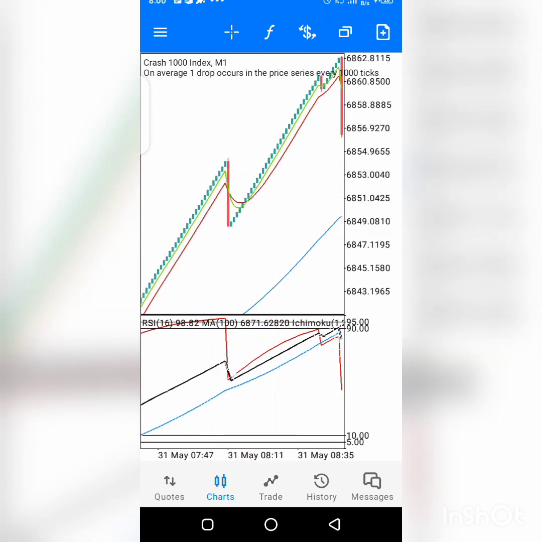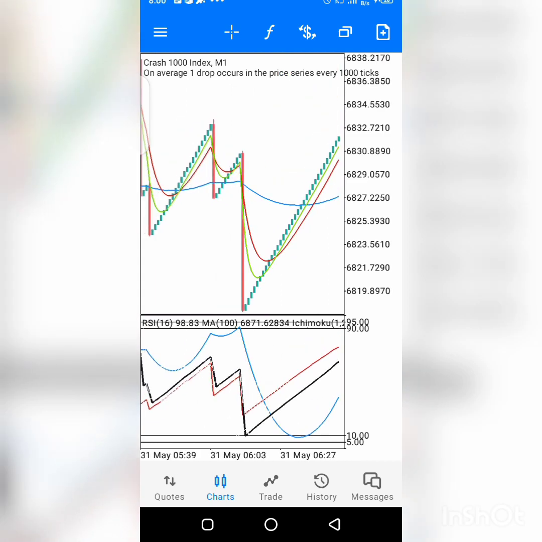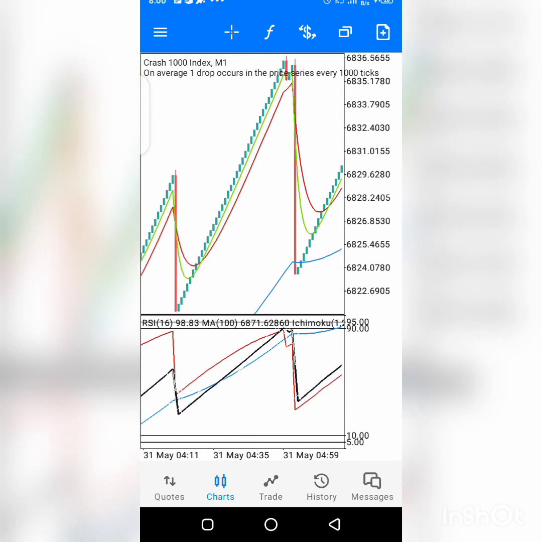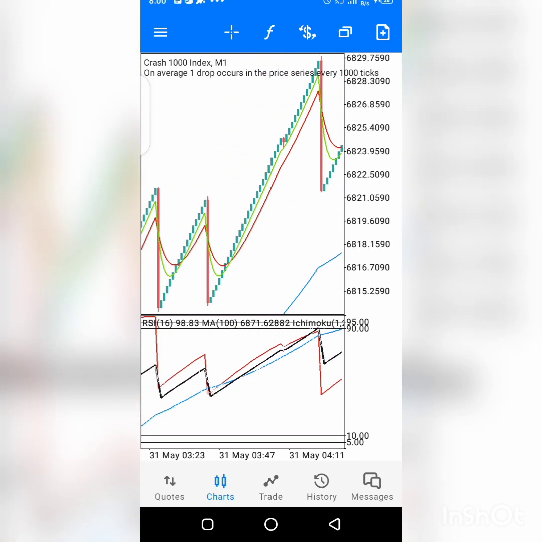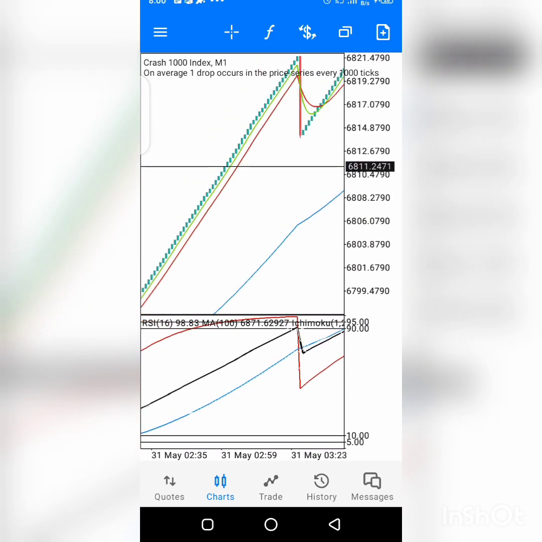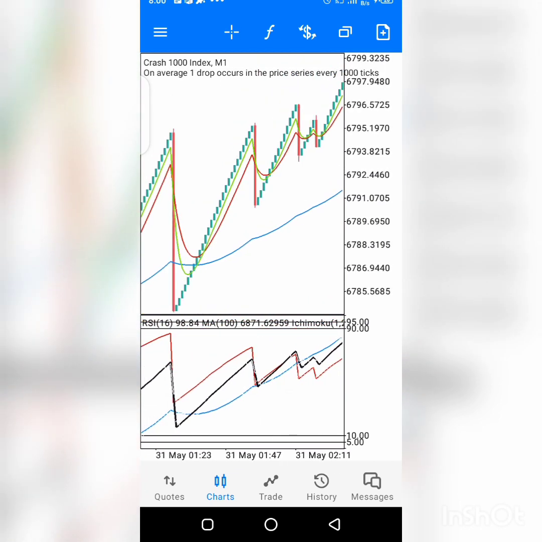Do you understand? So that is how to scalp with this strategy. I love this strategy. It kills the market. I will also explain more how to combine a bit of price action with this strategy. Okay, so that'll be all for now, guys.